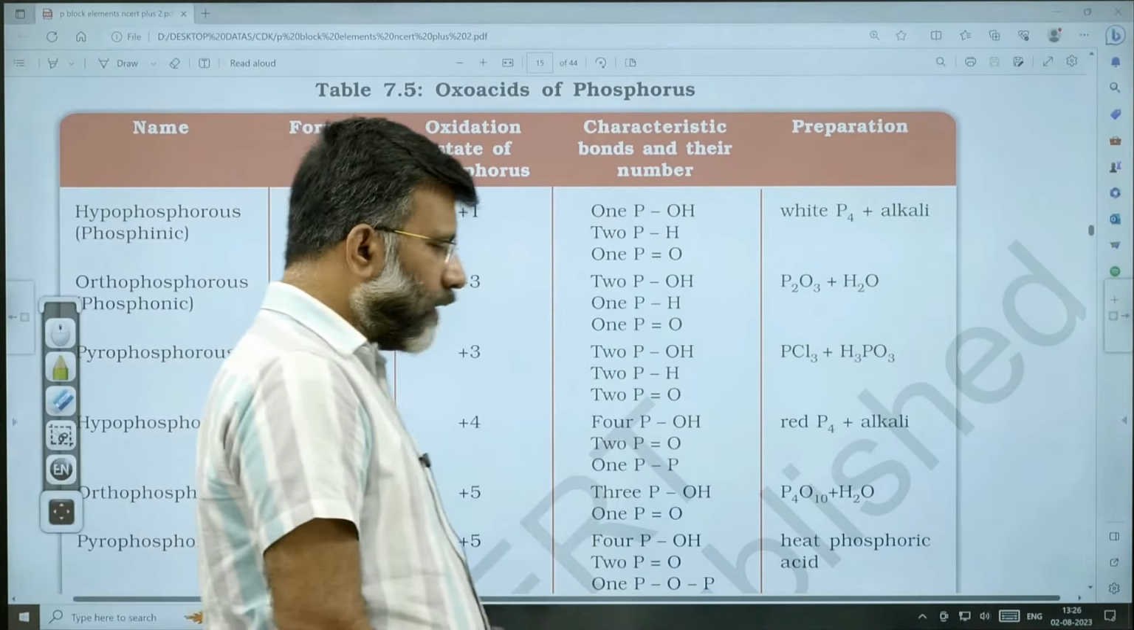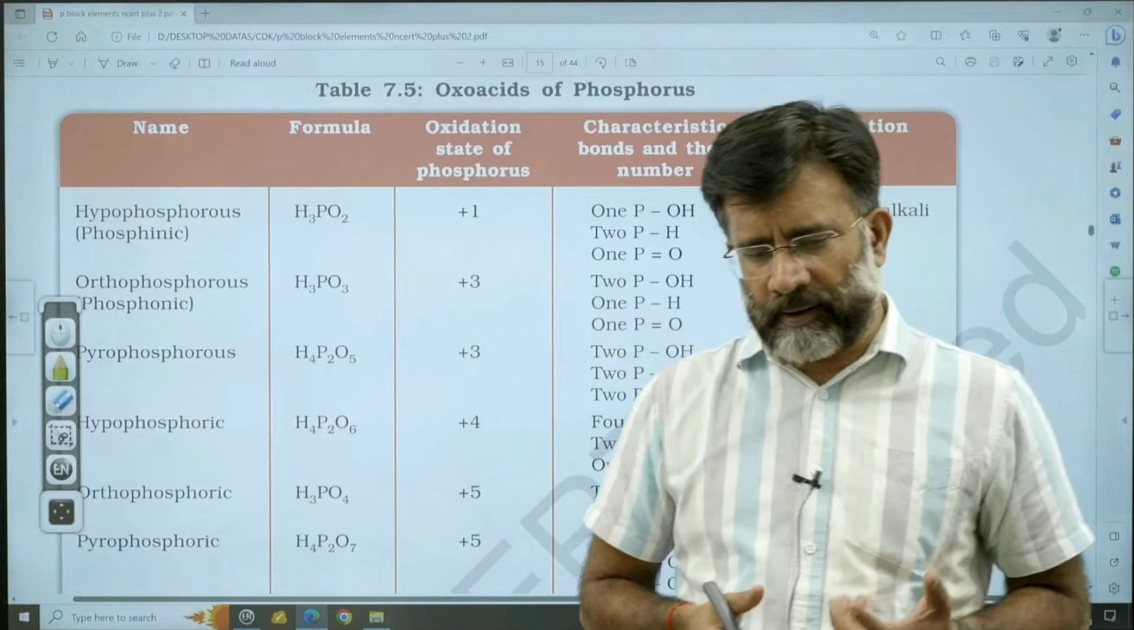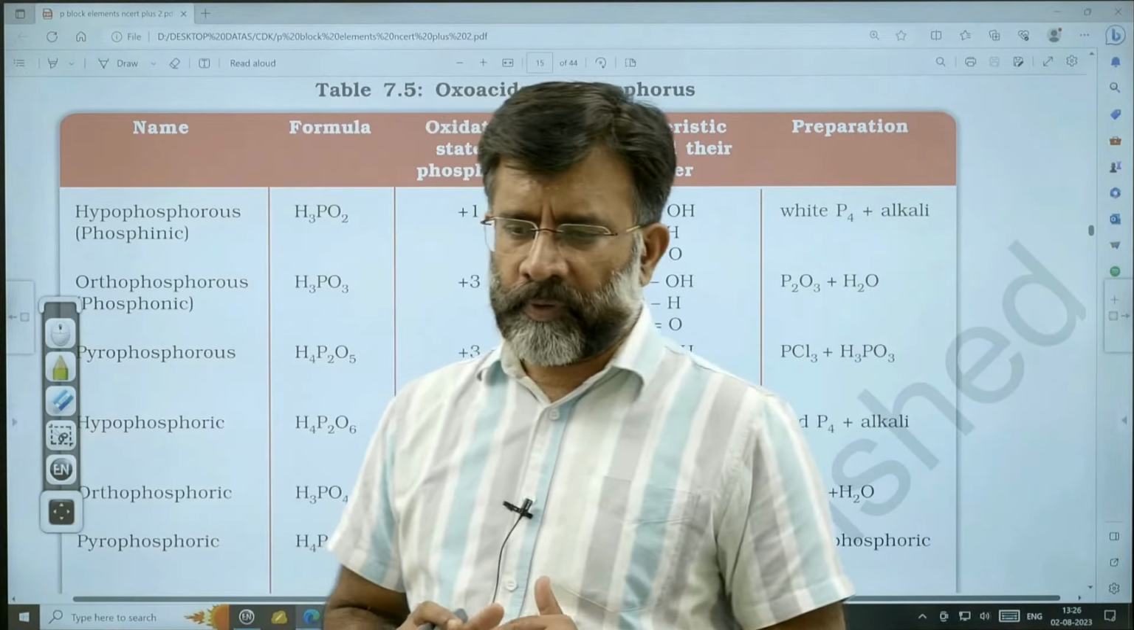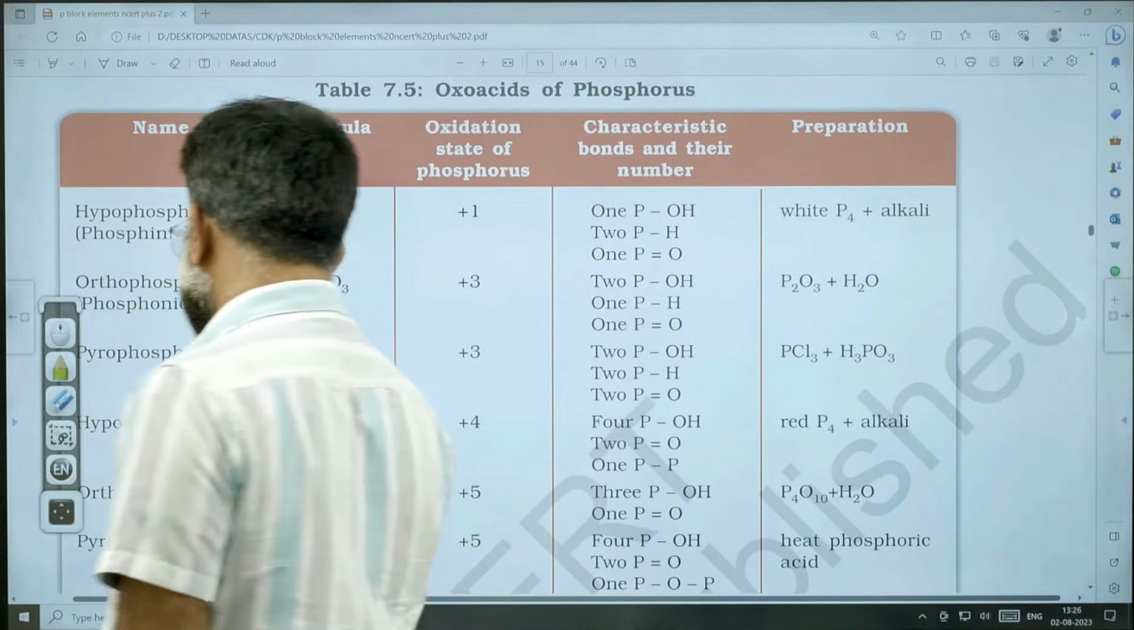So I never advise learning the structures by heart. Rather, I would say you apply the logic to draw the structure simply looking at the formula.